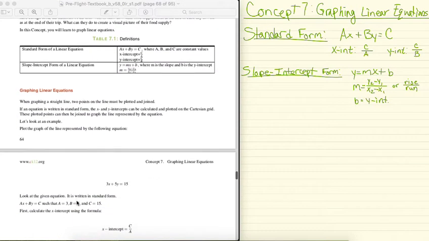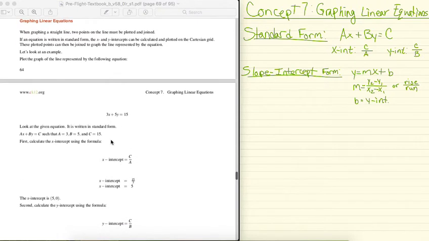So graphing linear equations, just kind of introducing the idea in the textbook. It says when graphing a straight line, you need 2 points to be plotted. And those 2 points can be the x and y intercepts. And so when you have something in standard form, ax plus by equals c, a shortcut way of finding your x and y intercepts is just looking at those coefficients, the numbers in front of the x and y variables, and then that constant c that they're equal to. And I have that written out here as well, the shortcut for x-intercept and y-intercept.